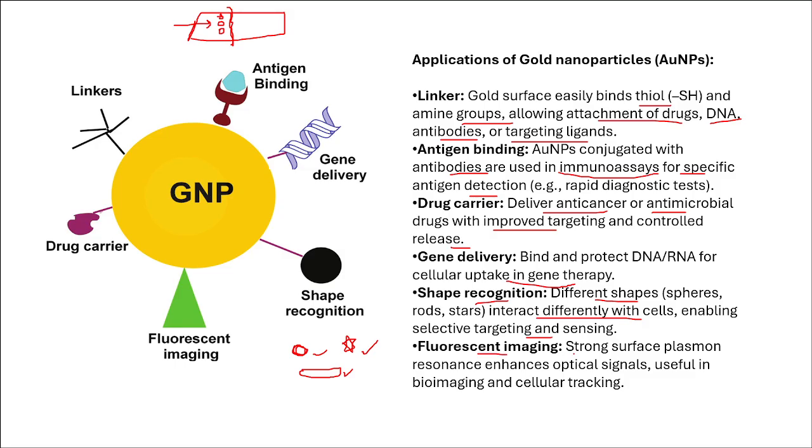So fluorescent imaging: strong surface plasmon resonance enhances optical signals, useful in bioimaging and cellular tracking. I'll teach you surface plasmon resonance because it's a very interesting topic for understanding what exactly LSPR is. Maybe you can read it on your own as well, or I'll also be teaching LSPR and this SPR property, and how it can be useful.